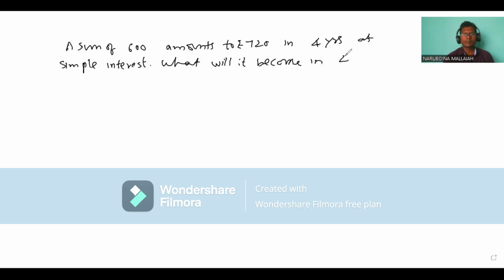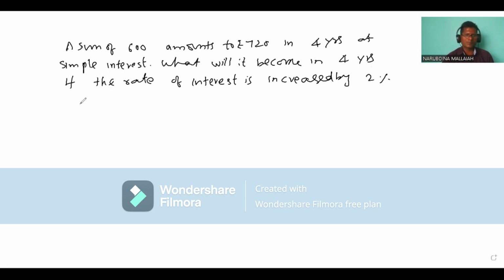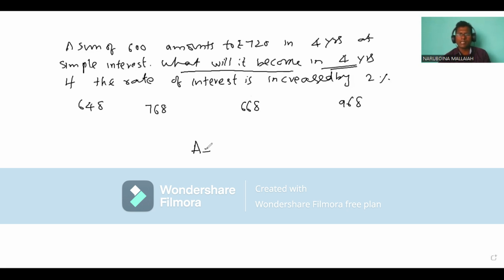In 4 years, if the rate of interest is increased by 2%, what will it become? First option is 648, second option is 768, third option is 668, fourth option is 960. Using common sense, we get the answer within 10 seconds. Right? How do we do it? Here, what will it become in 4 years? That means we are asked to find the amount.